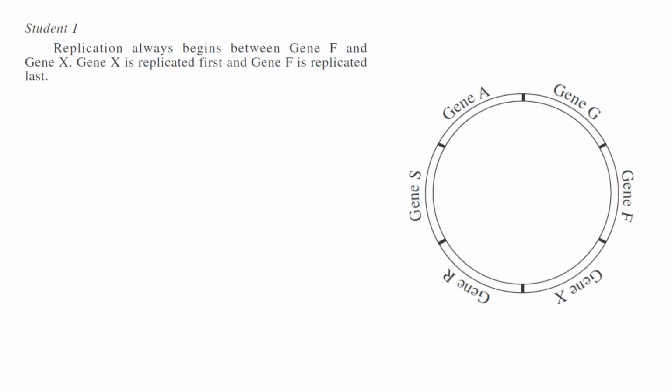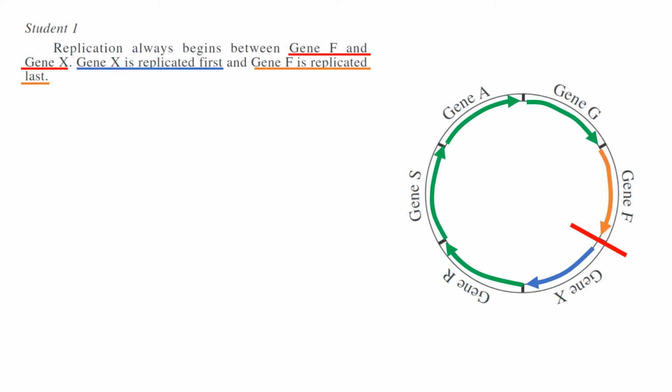Look at student 1 first. Replication begins between F and X. So I'm going to put a line just so that's where it begins. X is first, and F is last. So I'm just going to draw arrows to say first and last. So that's my picture to understand the order of the gene replication.